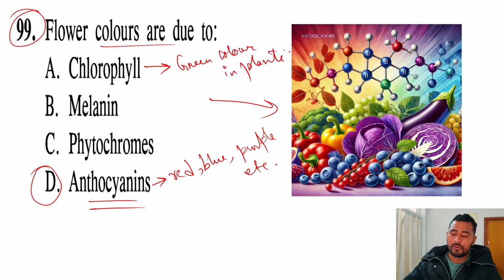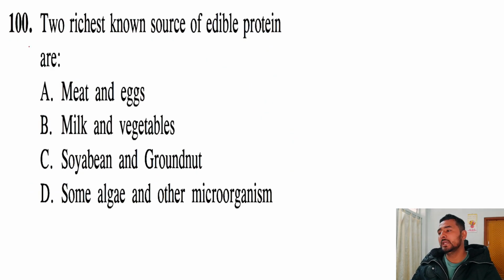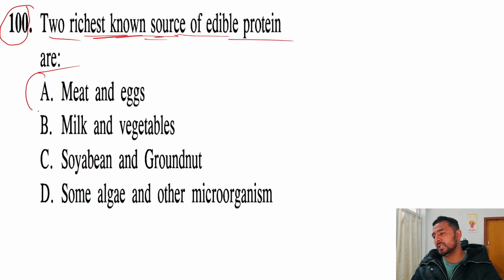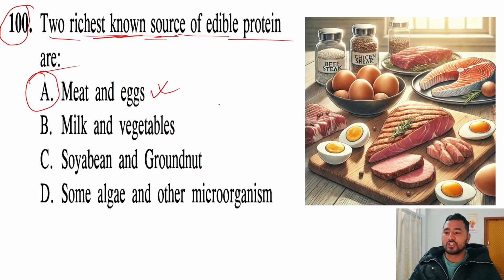So let's go for the last question today, and then we'll end this GK section, I mean science section. Two richest known sources of edible protein are meat and eggs. We know meat and egg have high content of proteins. So let's see the image. This is egg, meat, and then fish. We have a rich source of protein in these things.